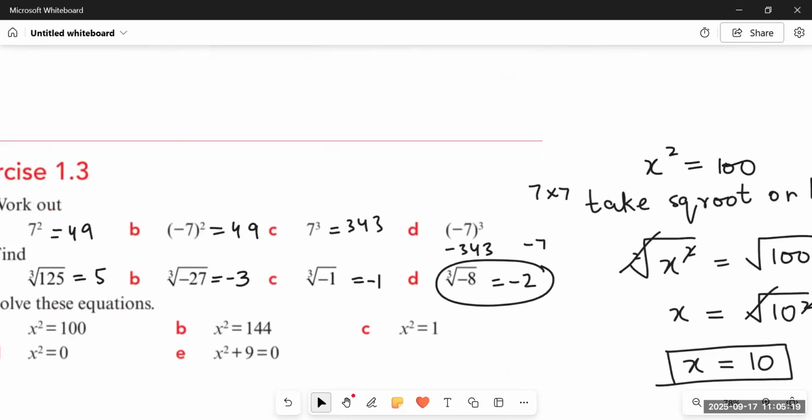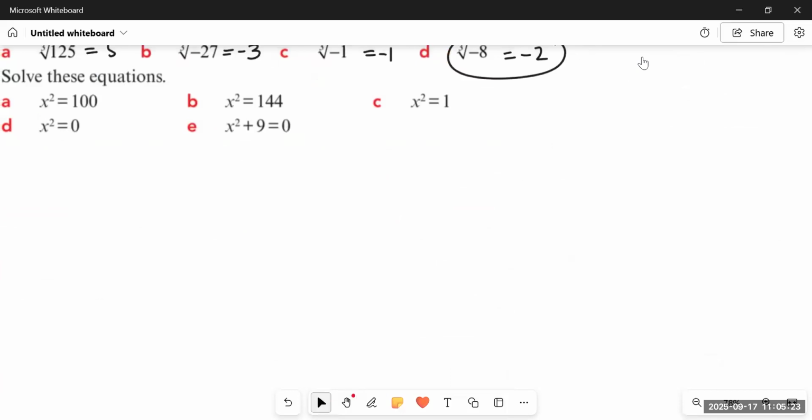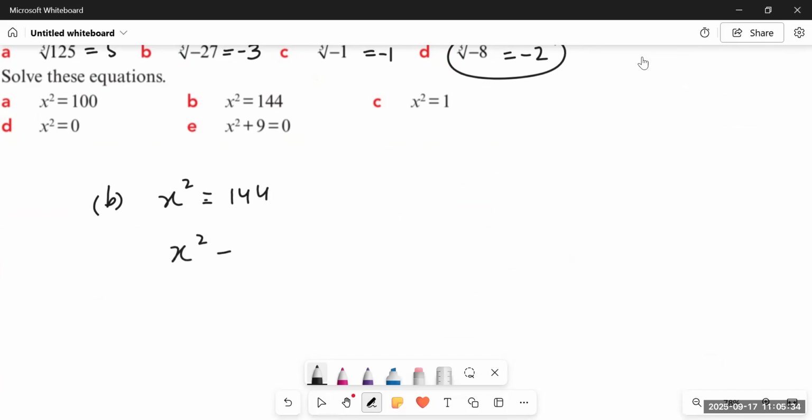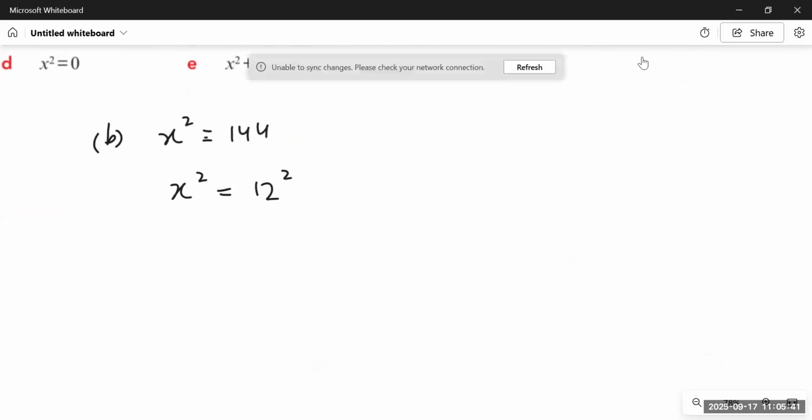Now let's do the next question. Next part, I mean. Part B is x square is equals to 144. We know that 144 is a perfect square of 12. So we can write it as x square is equals to 12 square. Now what we will do? We will take the square root on both sides. When we take the square root on both sides, the square will be cut down by the square root.